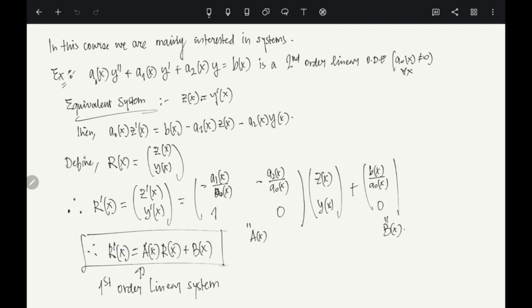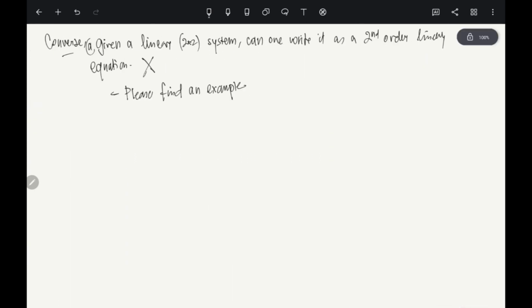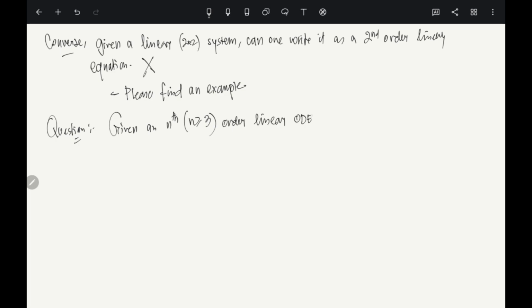Okay, what about, let's say, a third order linear ODE? If you are given a third order, let me ask you another question. Okay, question. Given an nth order, n can be greater than or equal to, let's say, 3. Given an nth order linear ODE, can one convert it to a first order system?